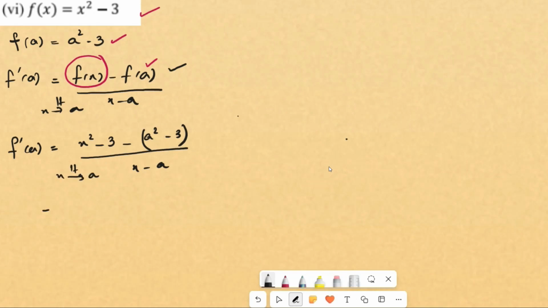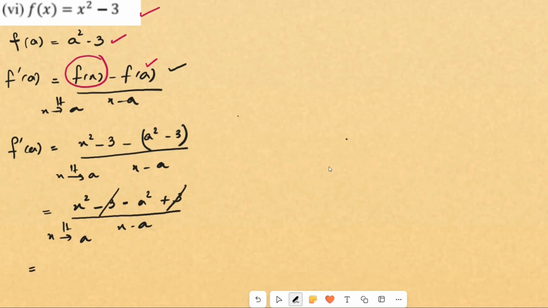Now let's open this bracket. So x square minus 3 minus a square plus 3 divided by x minus a, and x approaches to a. 3 plus and negative are cancelled. So remaining is x square minus a square divided by x minus a, and x approaches to a.